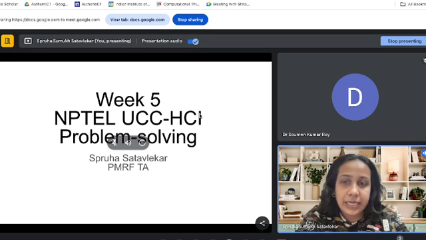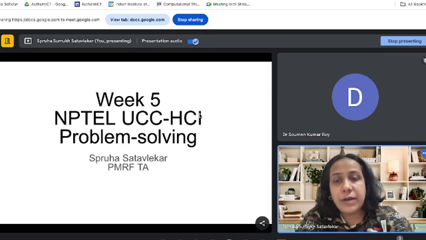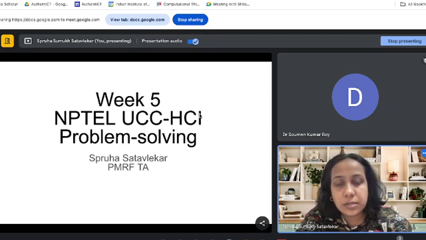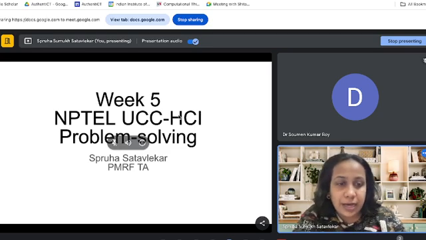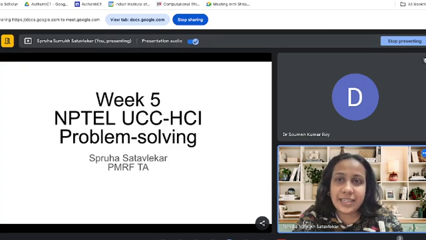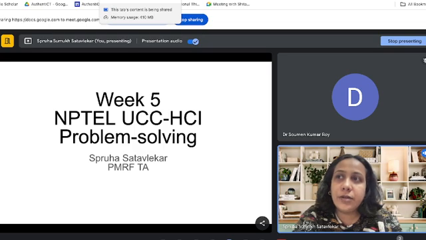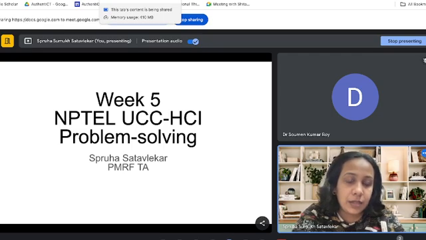So today we are doing the revision and some problem solving of week 5 lectures of the course User-Centric Computing for Human Computer Interaction. I'm Spruha Satavlekar. I'm the PMRF TA working with the NPTEL team in this course, and I have tried to initially give a little bit of simplified version of problem solving and revision for the previous weeks.